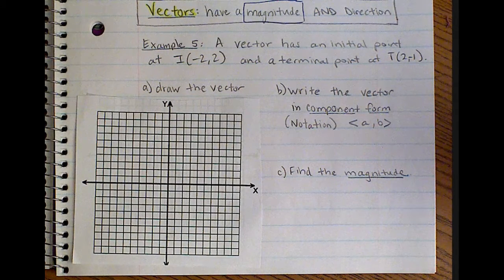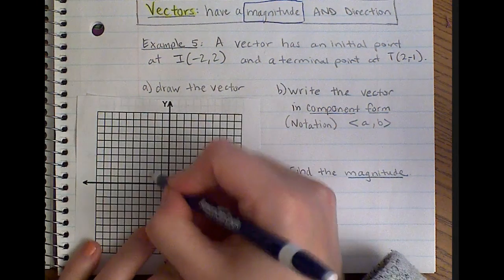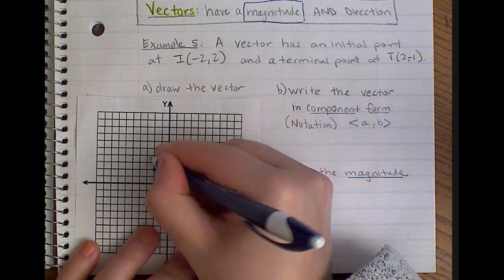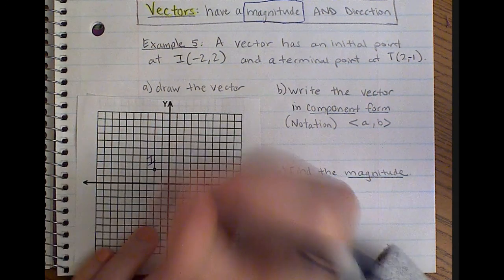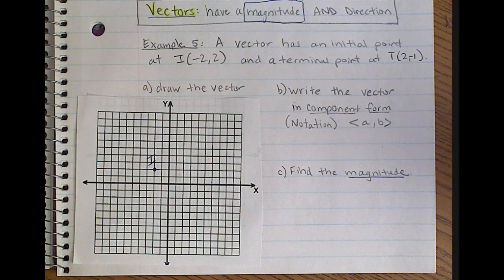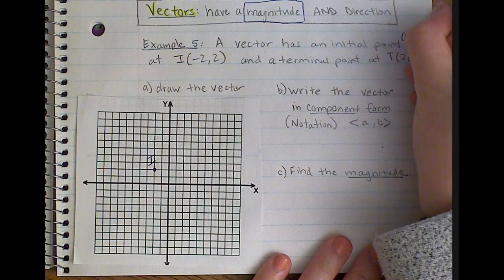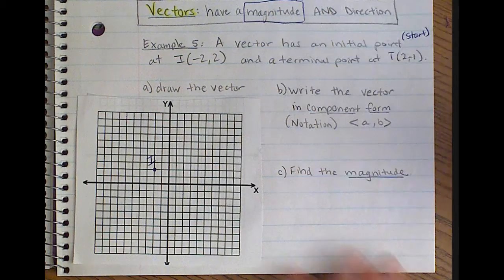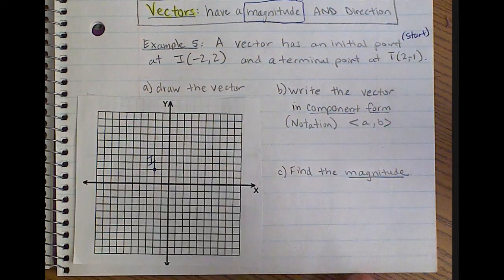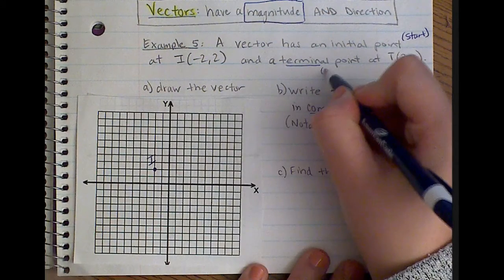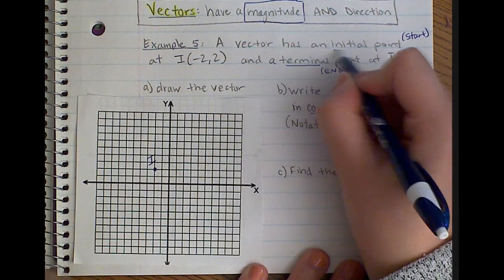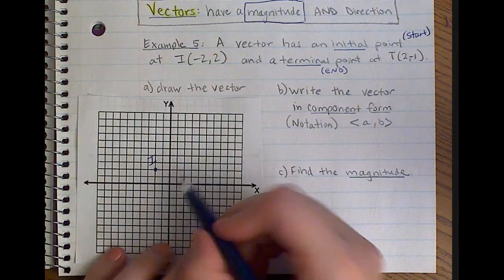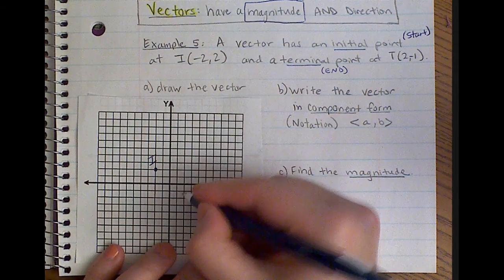So this example actually does not have the translation notation, because this one is just about vectors. So example 5 says a vector has an initial point at I, -2, 2. So I'm going to plot that. -2, 2, I would be here. That's the initial point. That means like start point. And a terminal point at t, which is at 2, -1. So terminal point is like end. Initial is like start. So I'm going to plot my endpoint 2, -1.